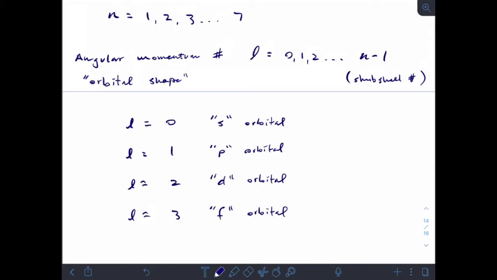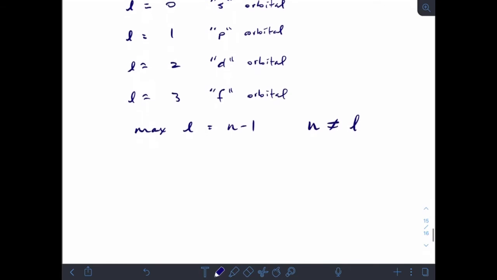Like I said, the maximum value of l is n minus 1. So you can never have the same value of n and l. n cannot equal l. And our third quantum number is called the magnetic number.